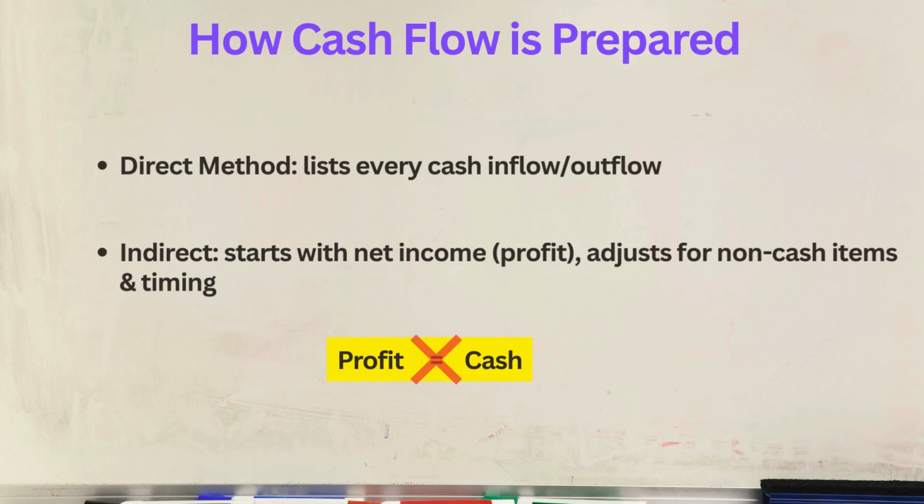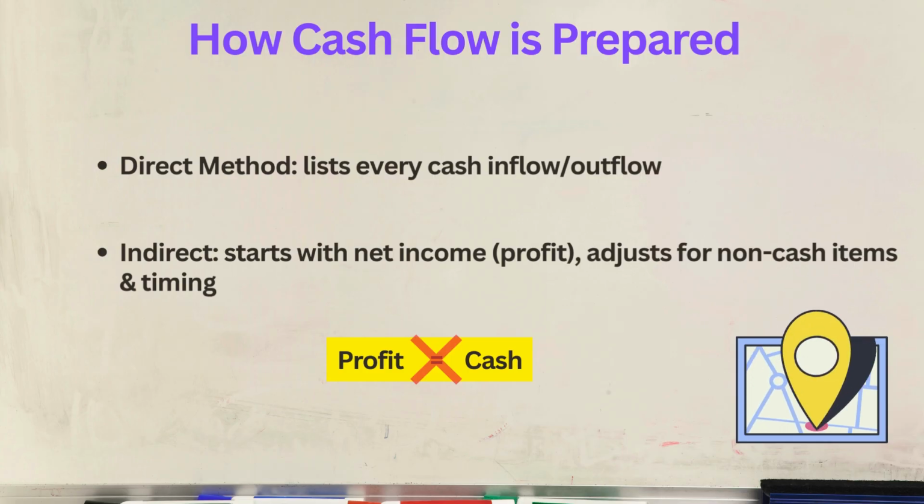Think of it like this: the indirect method is your GPS. It takes you from the profit number on your income statement and navigates you to the real cash number in your bank account. That's why it's the method most accountants use. It connects the dots between your reports and makes sure everything ties together.